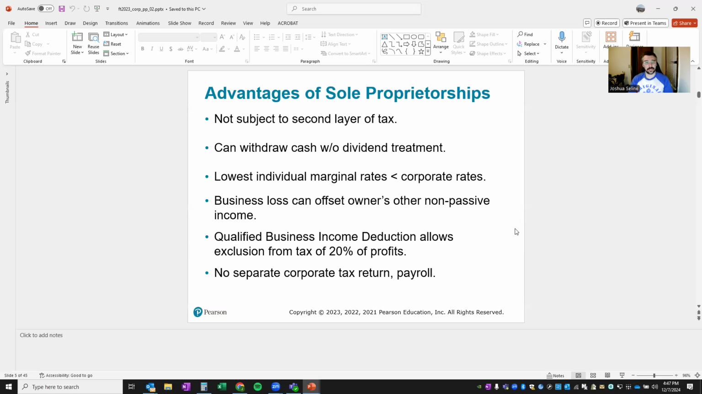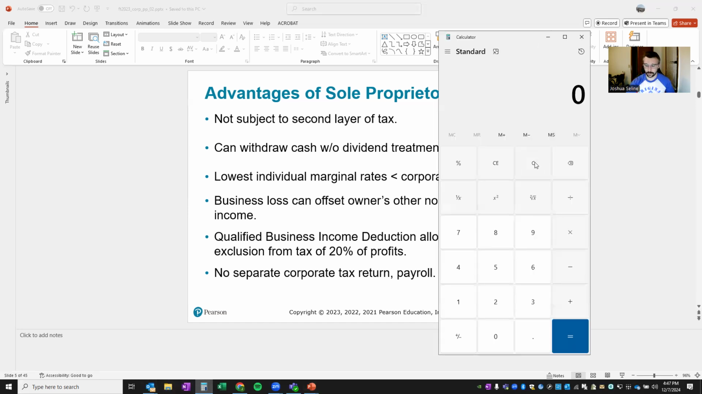But business losses can offset owners' other non-passive income. You probably would have seen that on, I think it was the Chambers' tax return. Whoever had the band that lost some money, that gets factored into your other income on your Schedule C. Qualified business income deduction, commonly referred to as QBI, allows exclusion from tax of 20% of net profits, meaning if I have $100 in net income, I get a $20 deduction. So my taxable income would be $80.